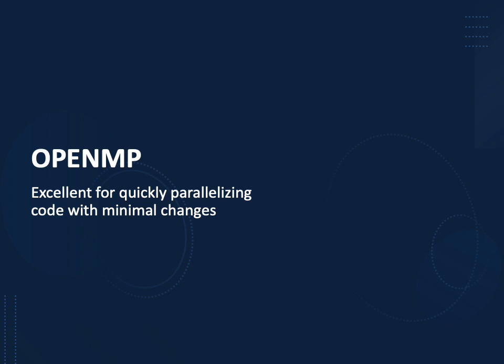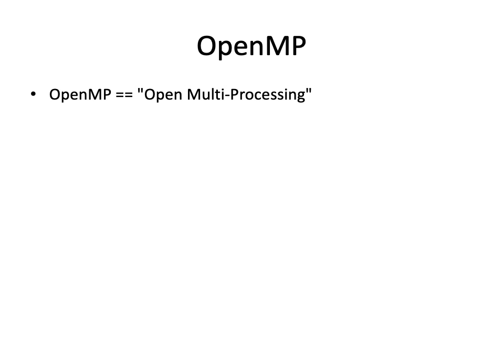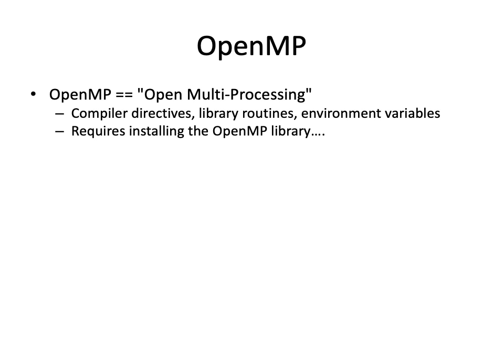Next up is OpenMP. OpenMP is really good for quickly parallelizing code with minimal changes to your code. OpenMP stands for Open Multiprocessing. It's a series of compiler directives, library routines, and environment variables that together help you make multi-threaded applications a lot more easily than using Pthreads. Pthreads is great if you want to do things more custom, to say, here's what this thread does, here's what that thread does. OpenMP is better for creating a bunch of threads that will do similar things. This requires installing the OpenMP library. It's not usually pre-installed, but it's pretty easy to do.